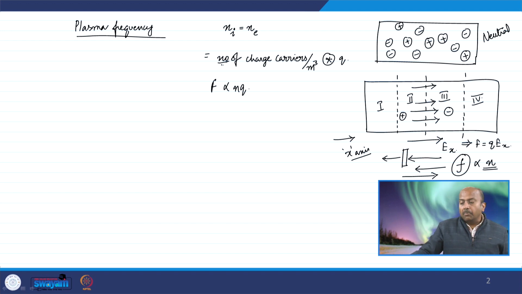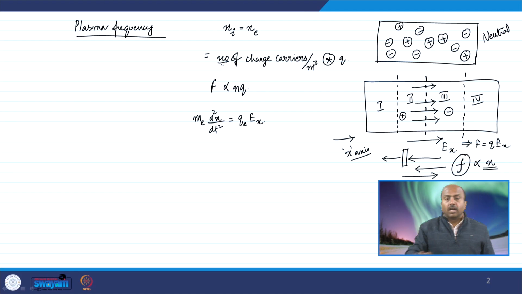Now, we can combine all these simple processes in terms of a simple equation of motion, which we write as m_e d²x/dt² = q_e E_x. What is the meaning of this equation? This is force equals mass times acceleration. The mass of the particle involved here is obviously the electron, so m_e is the mass of the electron. d²x/dt² is the acceleration experienced by the particle along the x direction, because we have confined ourselves to a one-dimensional picture.